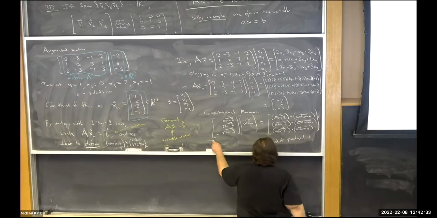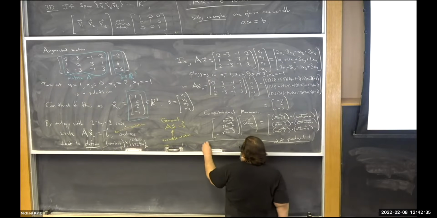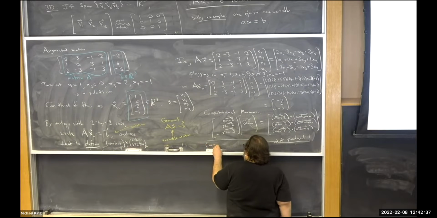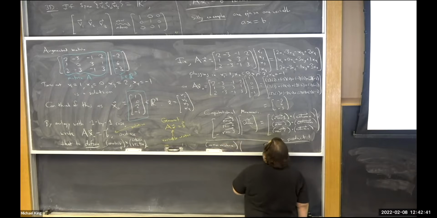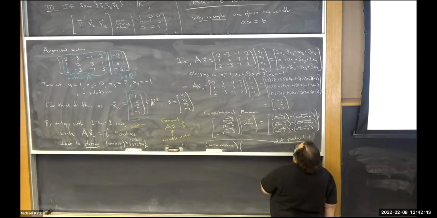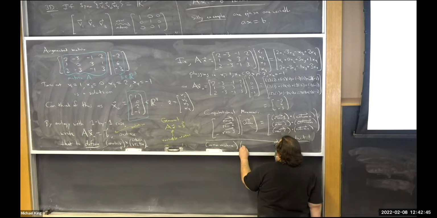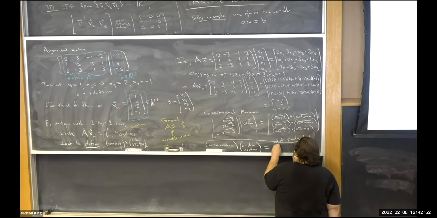In fact, maybe I should just write that down. We have an m by n matrix times an n-dimensional vector, and we get an m-dimensional vector.